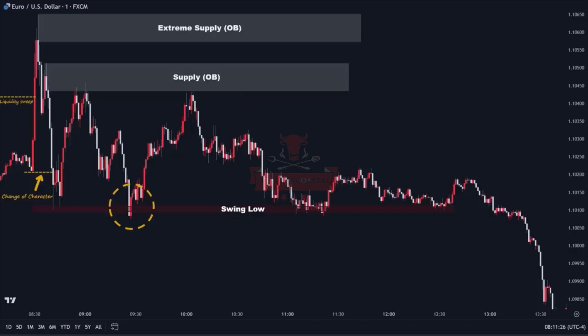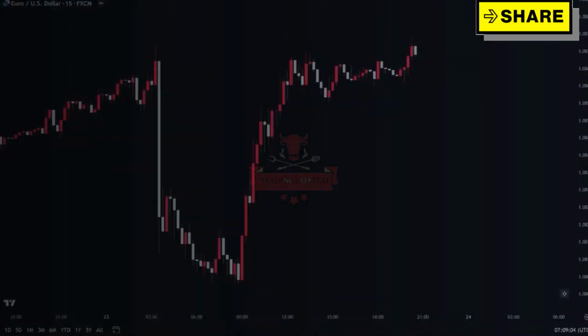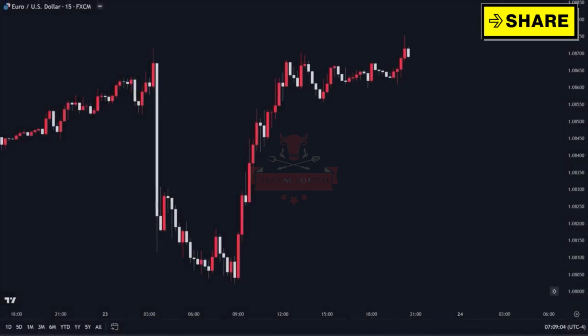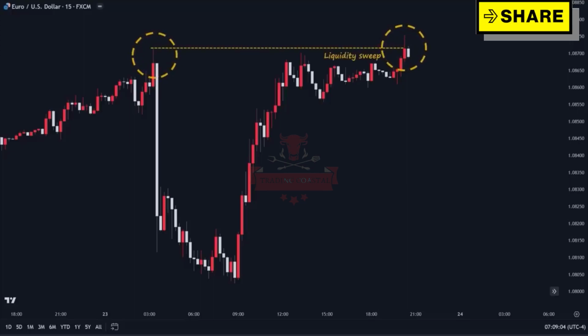Now let's go ahead and see another example. Once more, we have the euro-dollar 15-minute time frame chart. If we take a closer look at the chart, we see that price has taken out the liquidity above this structure by a single red candle here, followed by an immediate push in price to the downside, with the price returning to the range below the previous high. Consequently, we've pinpointed a valid liquidity sweep pattern.